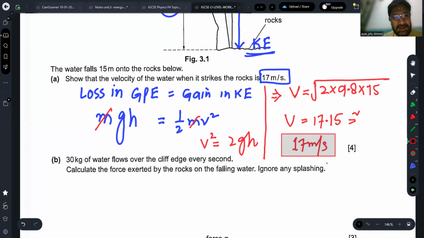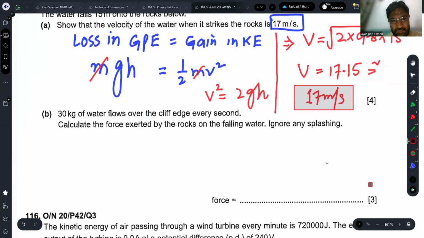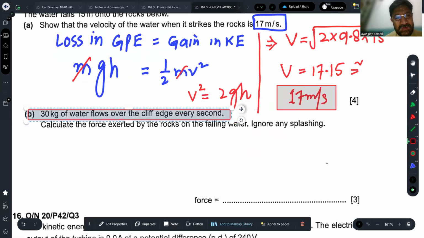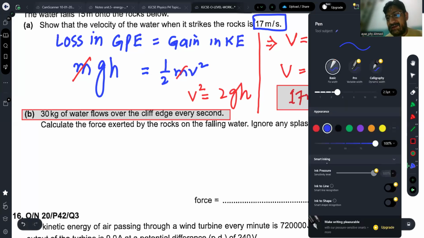So it's fine. Now the next part of that is: 30 kg of the water flows over the cliff edge every second. This is basically the rate of water flow. It is simply called mass flow rate. So how much mass is flowing per second? 30 kg. Calculate the force exerted by the rock on the falling water. Ignore any splashing. Basically, this question is linked from momentum.